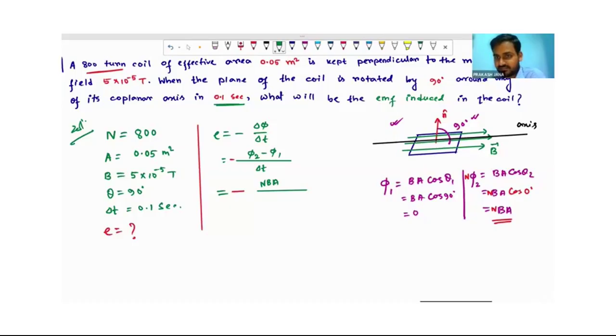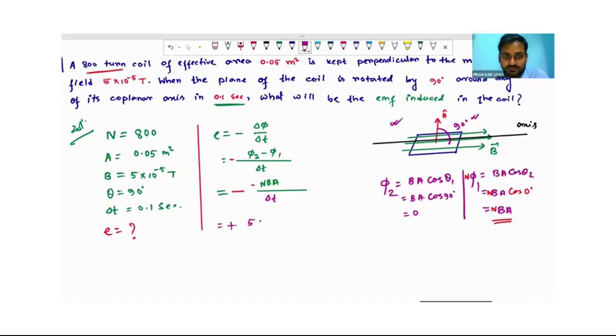I hope I am not making some mistake. Earlier this was cos 90. Cos 90 means 0. Yes, let me read the question once again. I hope this is phi 2 and this one will be phi 1. This is phi 2 and this is phi 1, NBA and delta t here. Now we will just put all the values. Minus minus will give a positive sign.